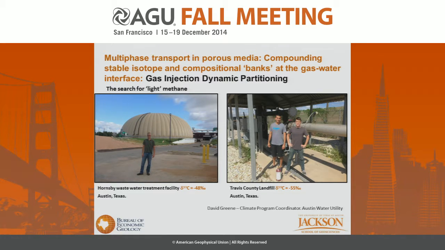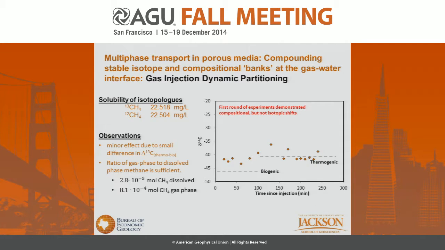And so we did our experiment with methane from the landfill that was about minus 48 per mil, and the starting thermogenic methane was about minus 42 per mil. So unfortunately, that spread in data was just not enough to get that observable effect that we wanted.